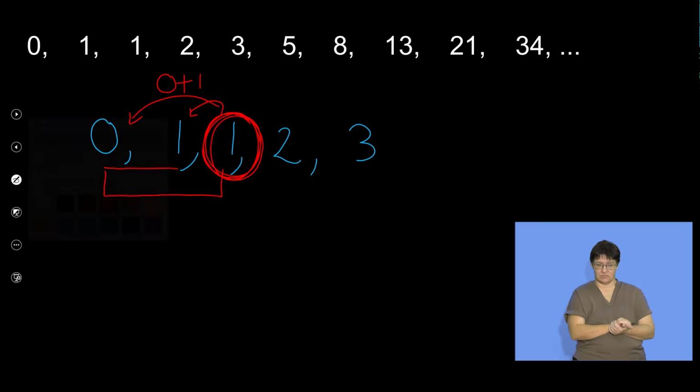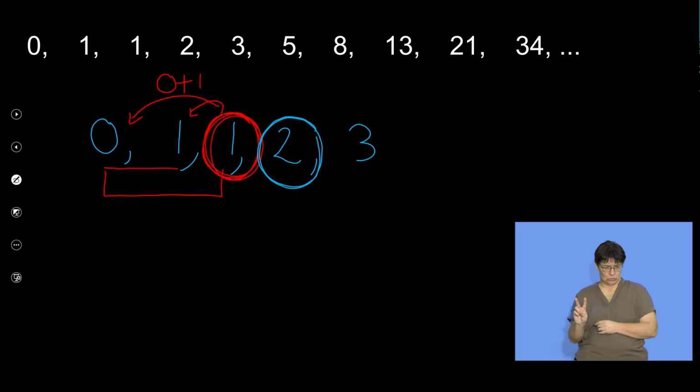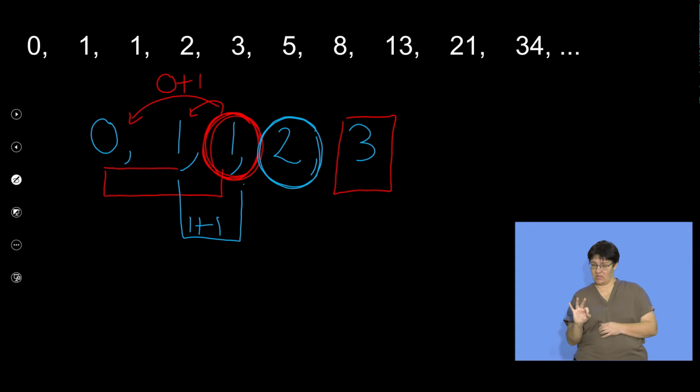Let's see if that same rule applies to the next term. So I've got the number 2, and if I look at the two numbers that come before it, I have 1 plus 1, which is equal to 2. Let's look at the fifth term. So I have the number 3, and 3 is equal to 1 plus 2.